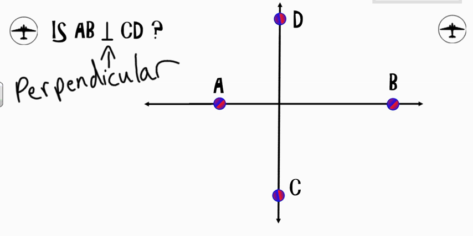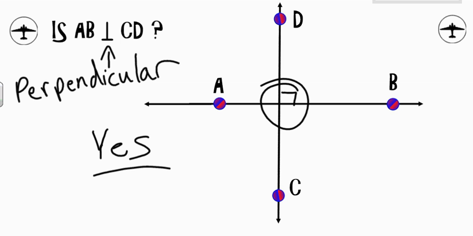And so the question is, is AB perpendicular to CD? I can write it like that, and I can say it like that. The question is, is it yes or no? As we look here, we're going to look at the intersection and ask, is that a right angle here? And we'd say, yeah, that's a right angle. Those are perpendicular lines. And so the answer would be, of course, yes. Nice work.